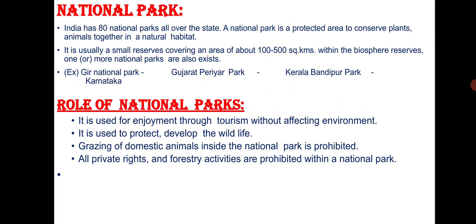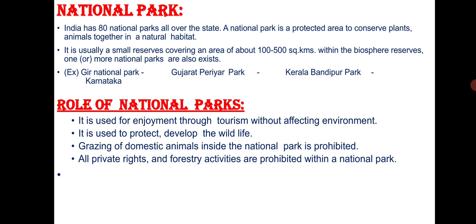The next method is the national park. A national park is a protected area to conserve plants and animals together in a natural habitat. In India, we have a total of 80 national parks all over the country. The Gir National Park in Gujarat, Periyar National Park in Kerala, Bandipur National Park in Karnataka are the best examples of national parks. These national parks are also used for enjoyment through tourism without affecting the environment.